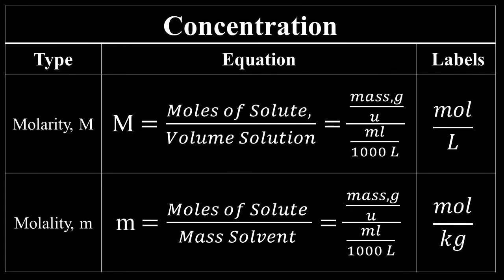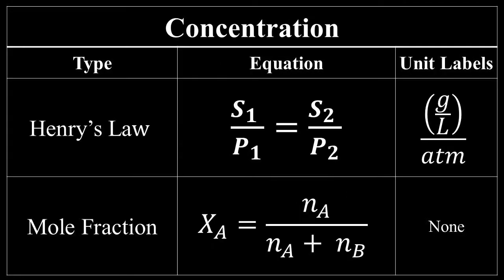Here is molarity and molality. In both, the numerator is moles of solute, but in the denominator, the molarity is volume of solution, and for molality, it's mass of solvent. It's 1 kilogram of solvent, as opposed to molarity, which is 1 liter of solution. Henry's law relates solubility to pressure, just as in Gay-Lussac's law or Charles' law, where you have a direct relationship. The solubility of a gas is proportional to the pressure.